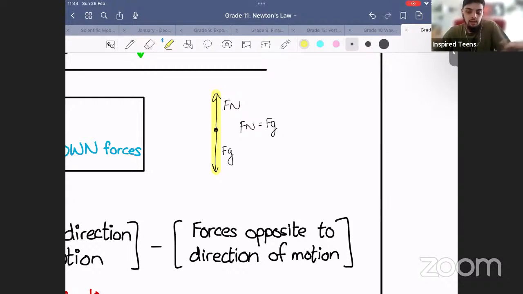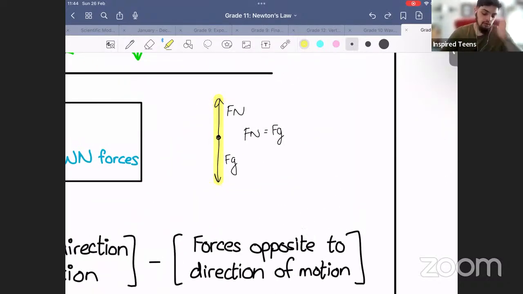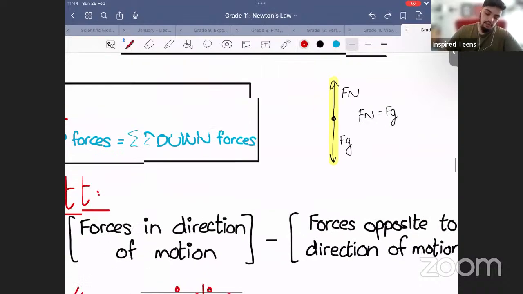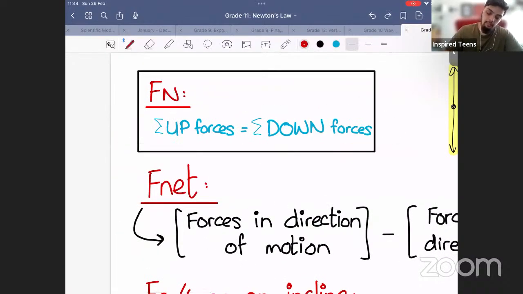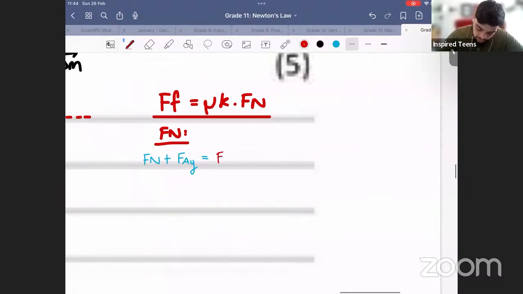Then up forces are equal to down forces, so Fn is equal to Fg. You understand? It's just that you guys do a lot of basic questions at the start, and then the teacher says, oh yeah, Fn is equal to Fg. But somehow students always default to Fn being equal to Fg, and that's not the case. The true correct thing is that up forces are equal to down forces.